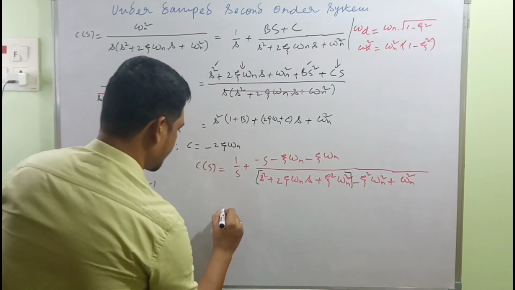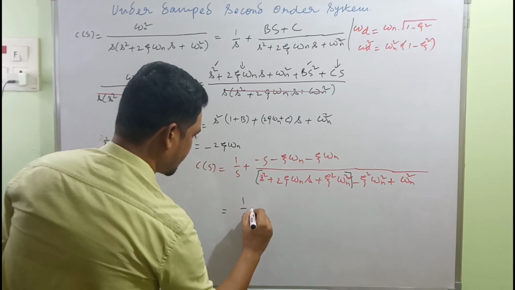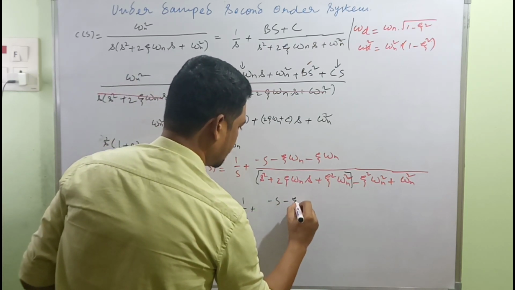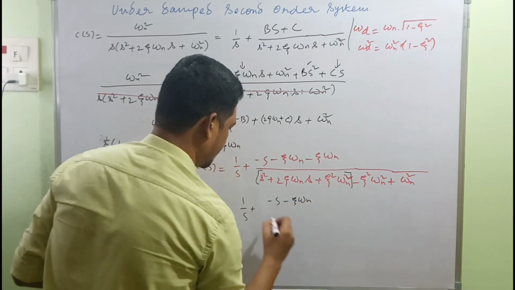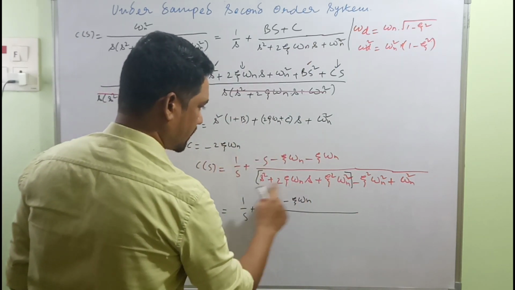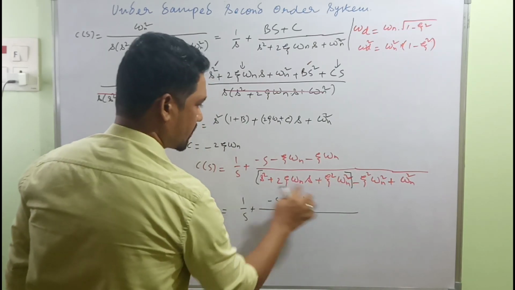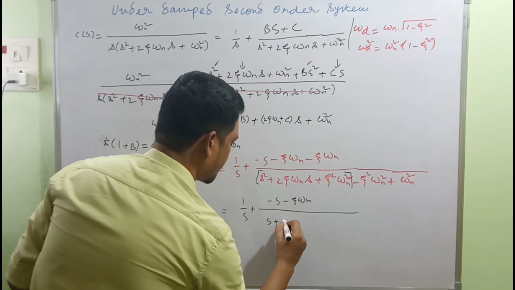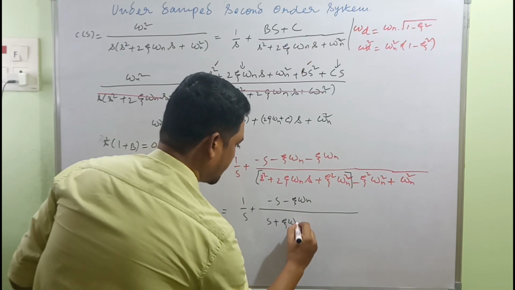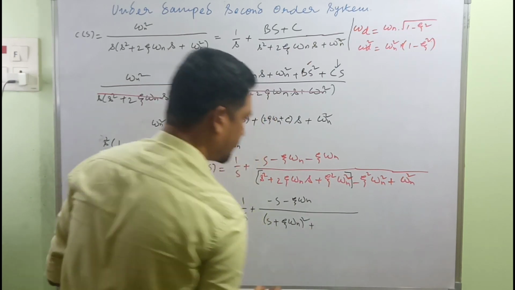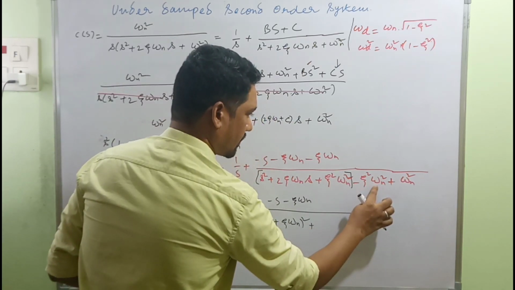Check carefully. C of s is equal to 1 upon s as it is, plus minus of s minus zeta omega n, by here omega n. It's s plus zeta omega n whole square, in the form a plus b whole square. So s plus zeta omega n whole square, and one more transition over here, right?